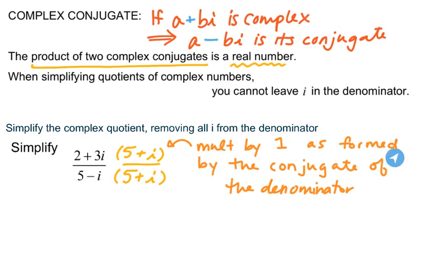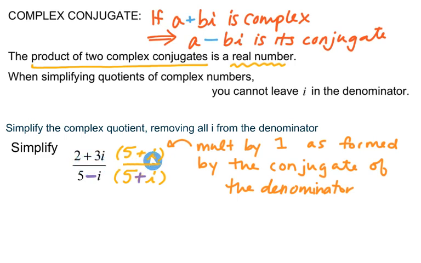So again, what I'm doing is I'm multiplying by 1. Anything over itself is equal to 1. And I'm forming that 1 by looking at the conjugate of the denominator. The conjugate means, I have this minus in the original denominator, so I'm going to write my conjugate with a plus in it.